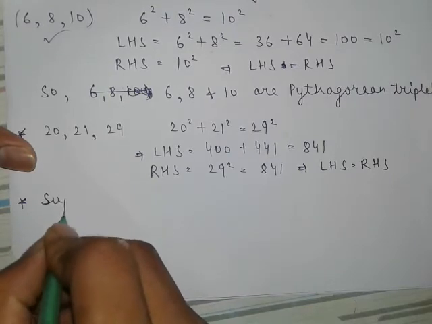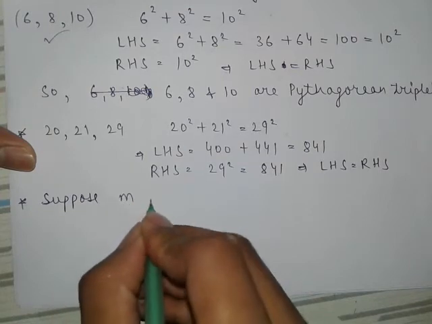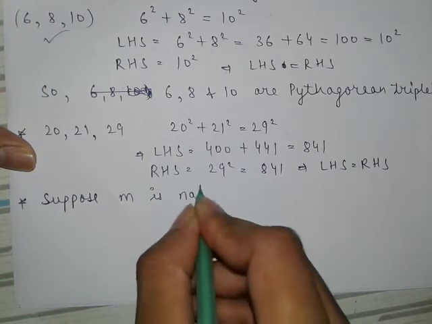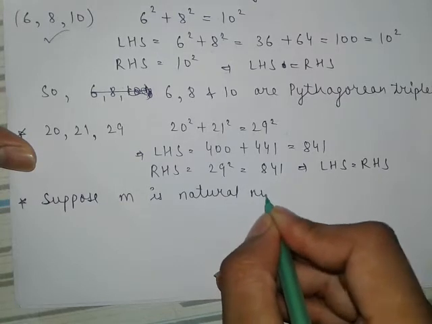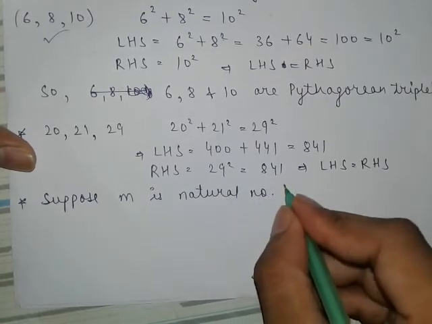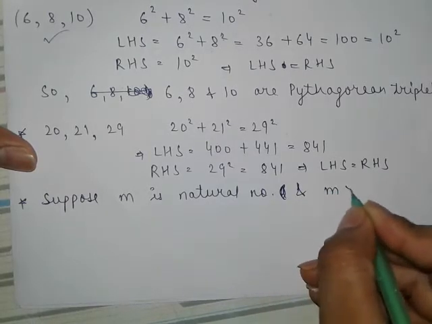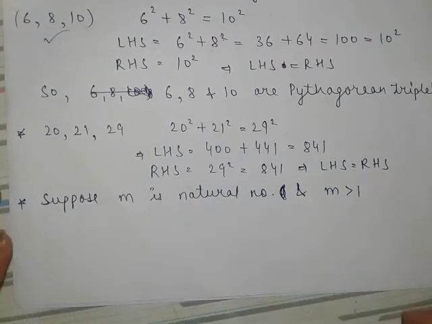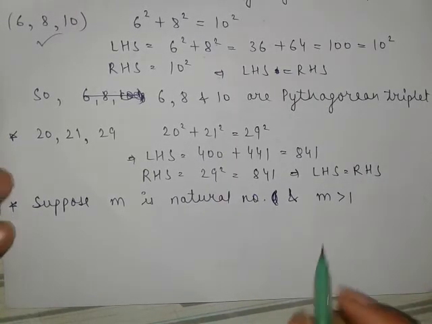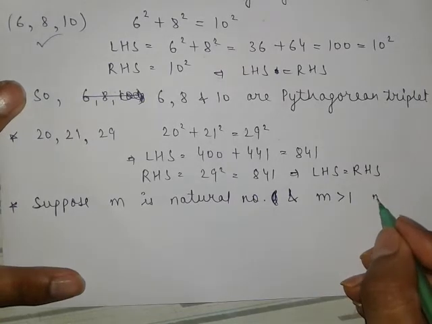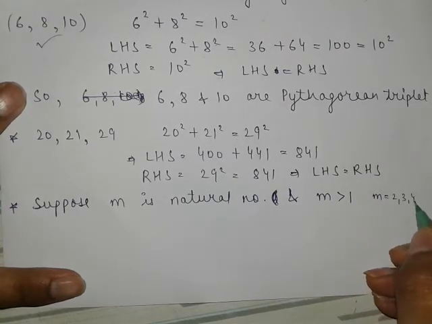सपोज, ओके आपको सोचना है थोड़ा सा, suppose m is a natural number, and m is greater than 1. We have taken a condition here that m is a natural number and m is greater than 1. So the value of m starts with 2, 3, 4 and so on.